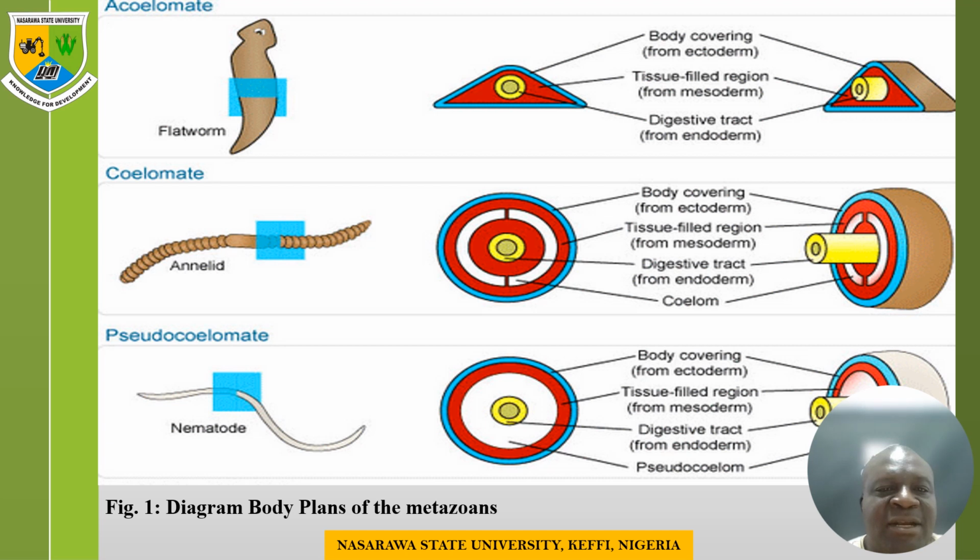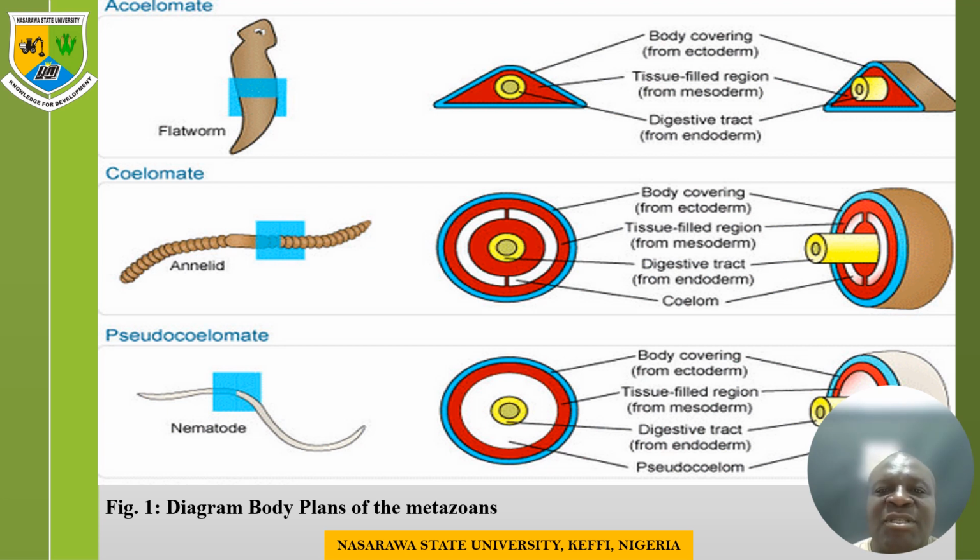I have some diagrams. This is the pointer. This is a flat one. These are acoelomate. You can see the flat one. You can see the entire body covering from the ectoderm, the tissue-filled region, and that is where we are talking about the coelom, the region from the mesoderm, and the digestive tract from the endoderm.